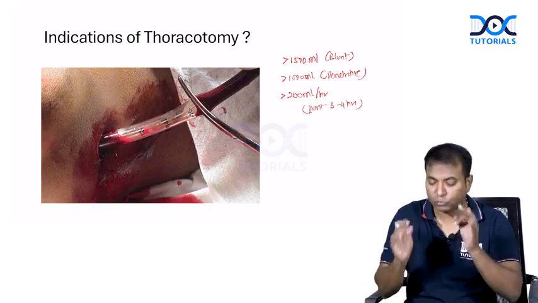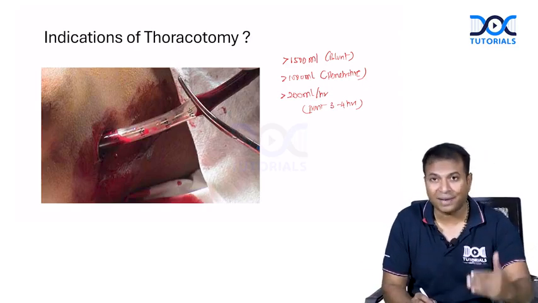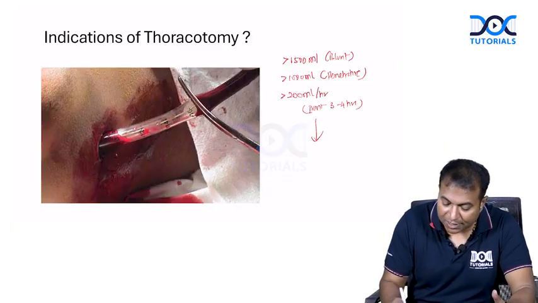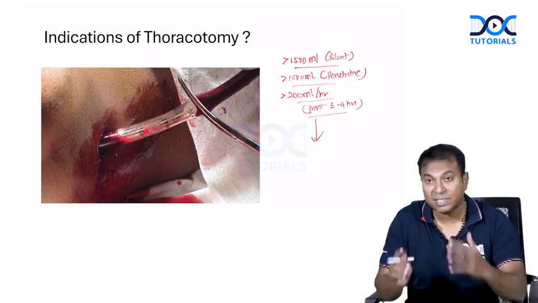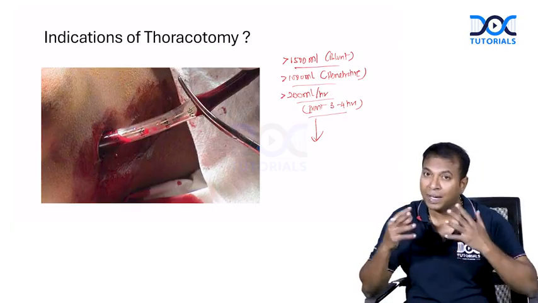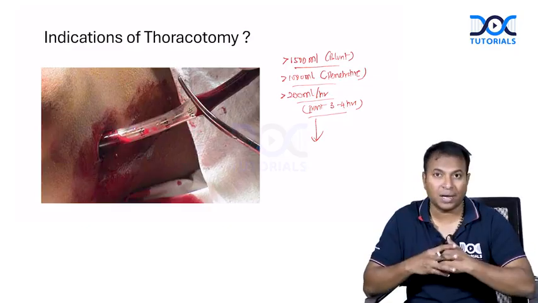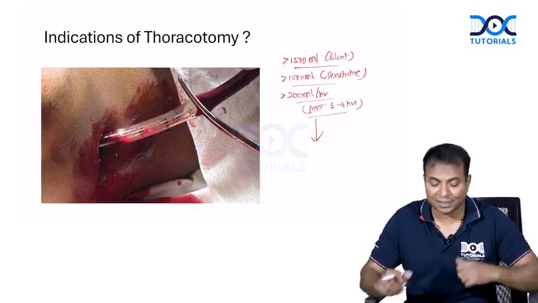You should think of thoracotomy, immediately shift the patient to theatre and do a thoracotomy because in these cases, there is some major vessel which is bleeding like the aorta or the IVC or a bronchial artery or some major vessels in the thorax.